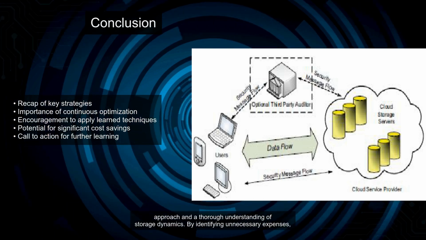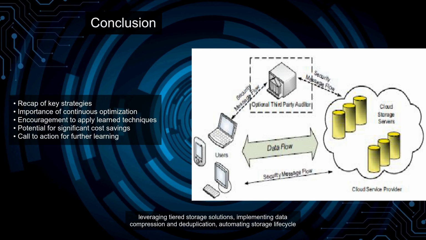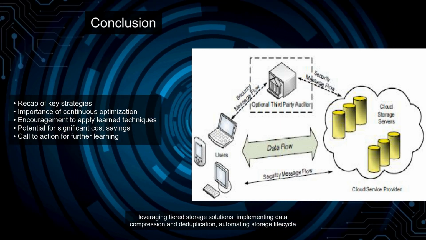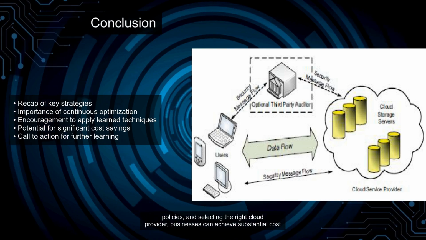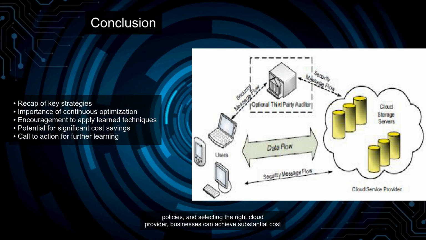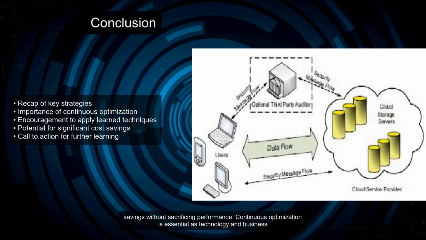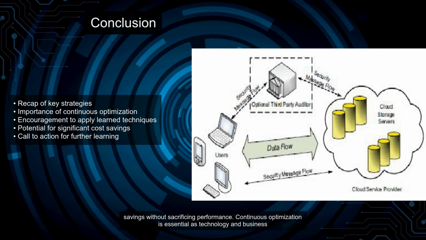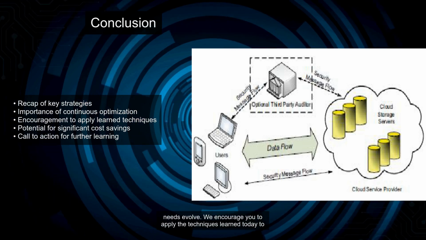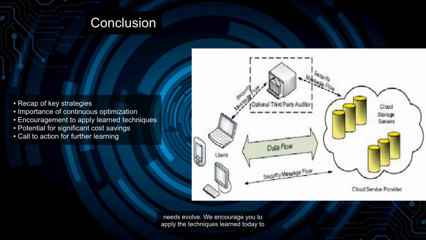dynamics. By identifying unnecessary expenses, leveraging tiered storage solutions, implementing data compression and deduplication, automating storage lifecycle policies, and selecting the right cloud provider, businesses can achieve substantial cost savings without sacrificing performance. Continuous optimization is essential as technology and business needs evolve.